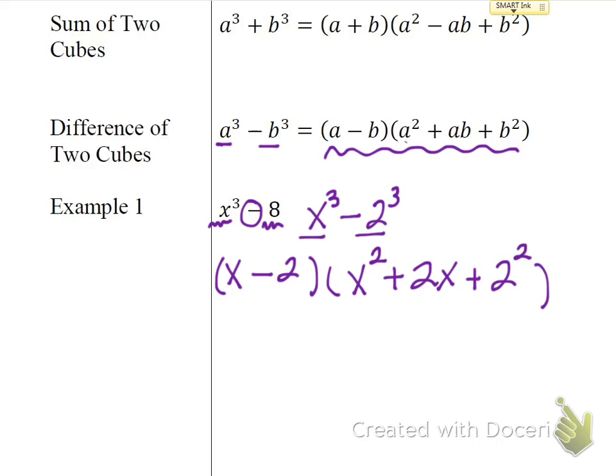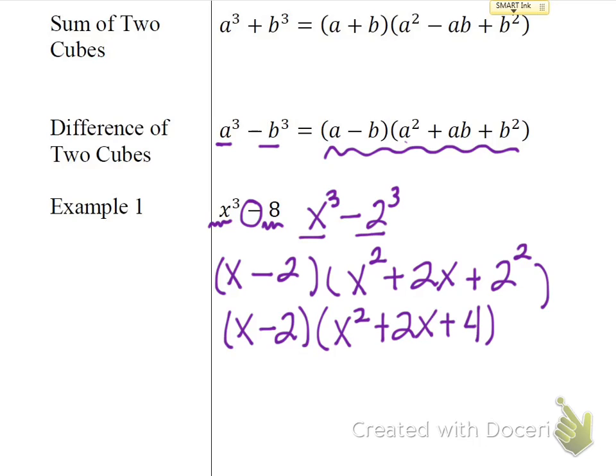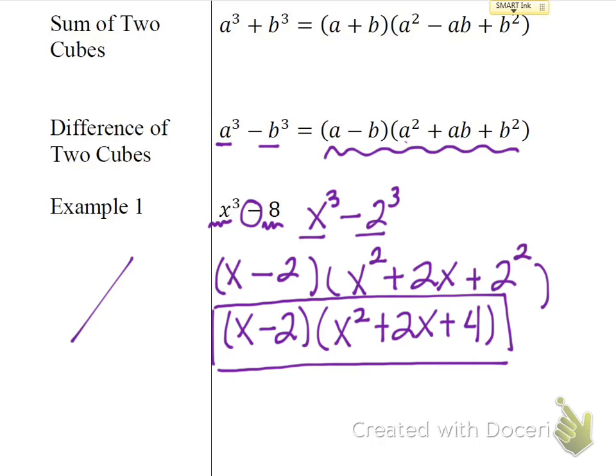Now before I box this as my answer, I want to make sure that it's simplified all of the way. So that's going to be x minus 2 times x squared plus 2x plus 2 squared, which is 4. Now the trinomial at the end looks like a diamond method, but if you tried to do the diamond method on that trinomial right here, there are not two numbers that multiply to 4 and add up to 2. And that larger trinomial is always going to be factored as much as possible. So whenever you're using cubes, you will never be able to factor the trinomial any more than it already is.